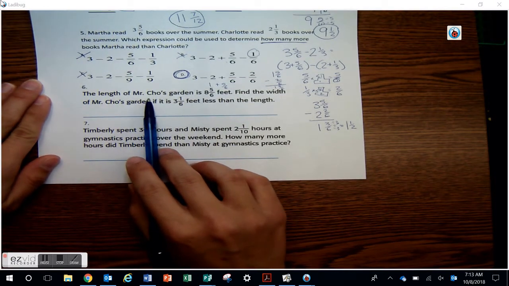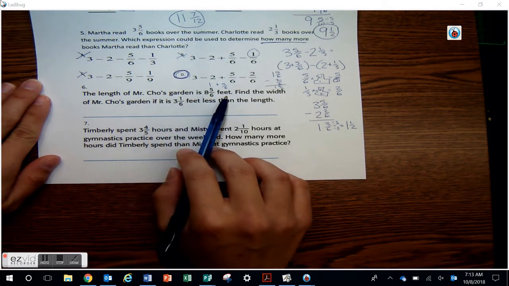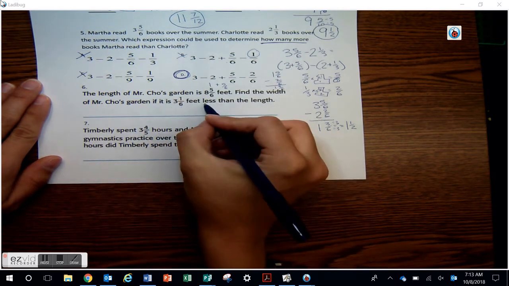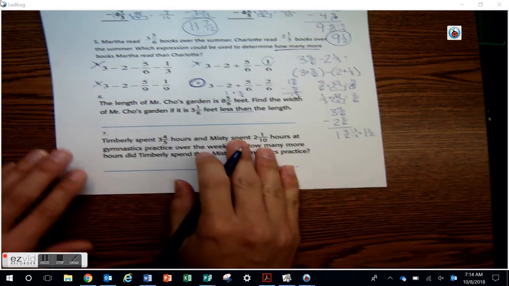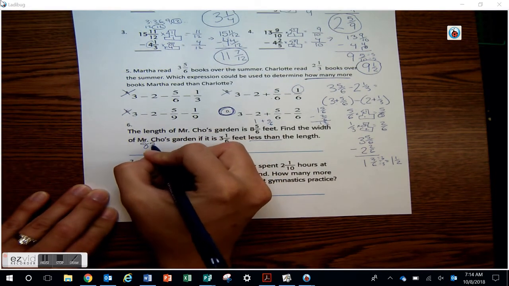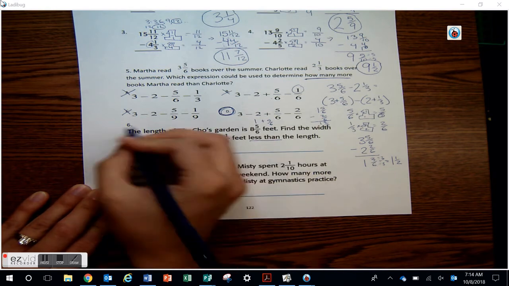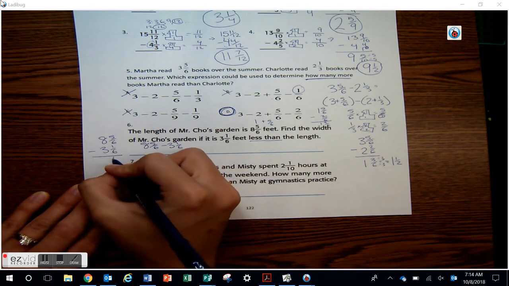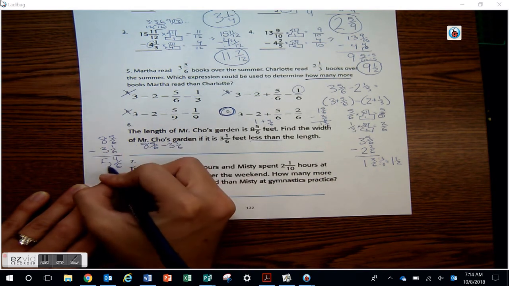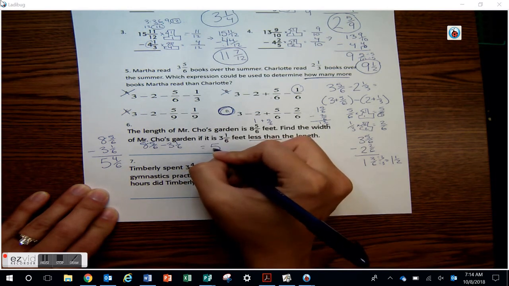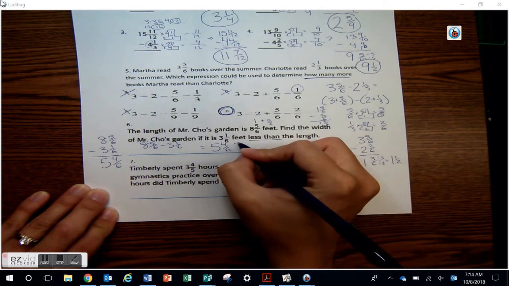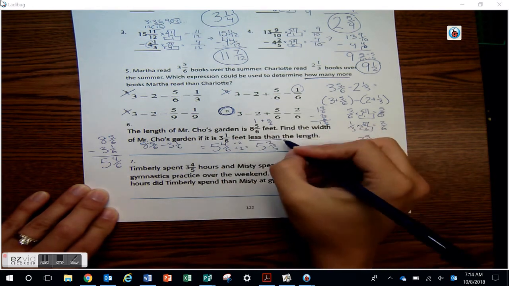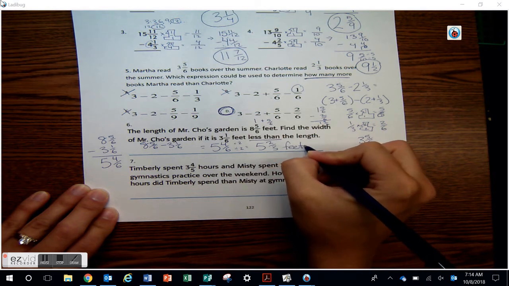Number 6. The length of Mr. Cho's garden is 8 and 5/6 feet. Find the width of Mr. Cho's garden if it is 3 and 1/6 feet less than the length. So that means my problem is going to be 8 and 5/6 minus 3 and 1/6. 5/6 minus 1/6 is 4/6. 8 minus 3 is 5. So I could have an answer of 5 and 4/6. Or I could reduce that fraction and get 5 and 2/3. And it said feet, so we're going to write feet.